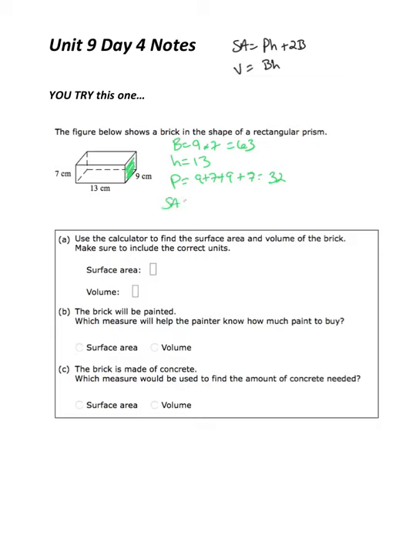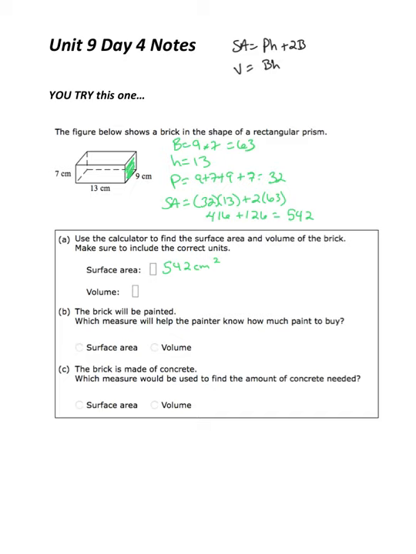So surface area equals 32 times 13 plus 2 times 63. 32 times 13, 416 plus 126 equals 542. So the surface area is 542 centimeters squared. All right, I identified my base, 9 times 7. I identified the height, the distance between the two bases, and the perimeter is all the way around there.